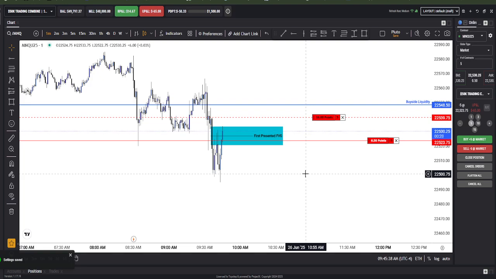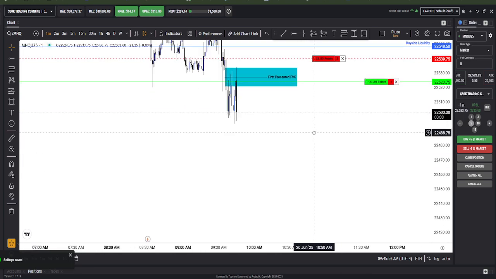It's 9:45. Let's see, does this price action respect the first presented and yield lower? It's a little bit of a high resistance. So we'll see how this plays out. Oh, whoa, my goodness.